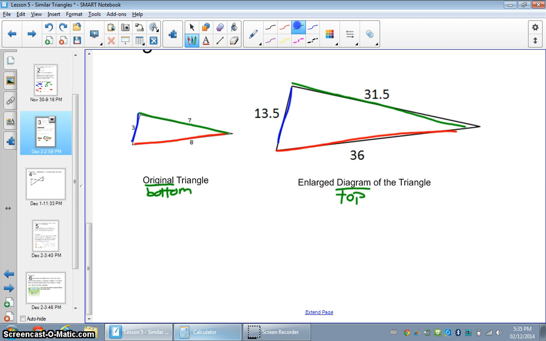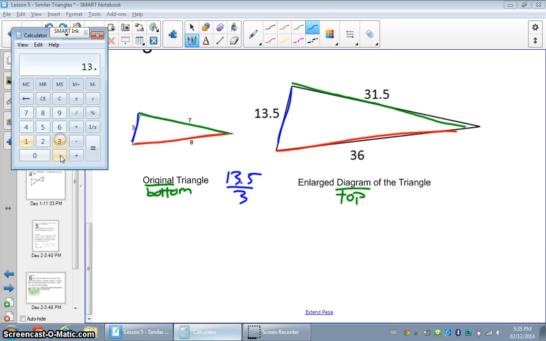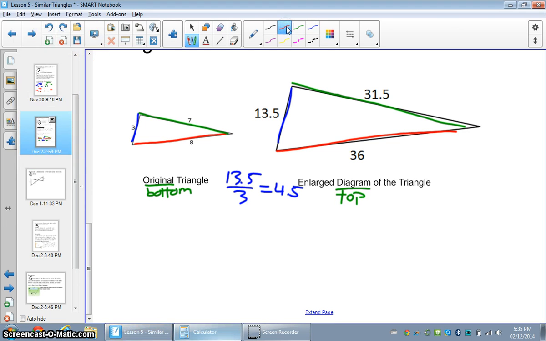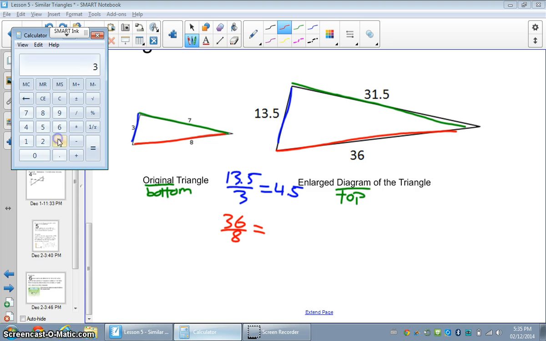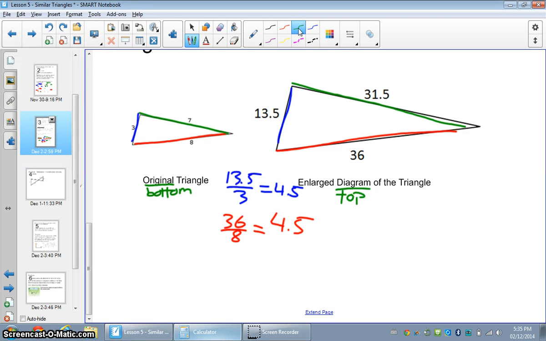Okay, so I'll start with the short sides. I'll go 13.5 divided by 3. Get your calculator, go 13.5 divided by 3. You get 4.5. Okay, then we'll do the same thing with the long sides. We have 36 over 8. Again, simple calculation, 36 over 8, 4.5. So far, so good. And let's check the medium side.